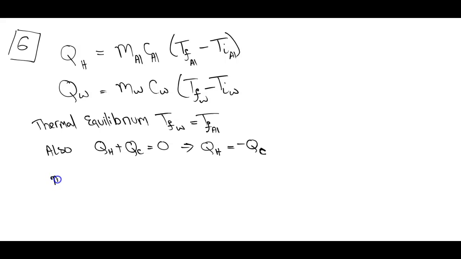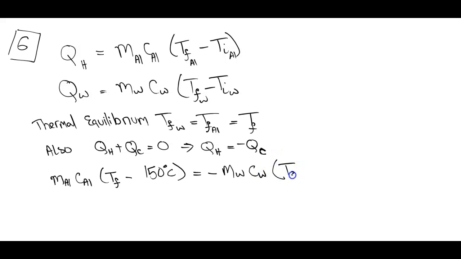The mass of aluminum, specific heat of aluminum, final temperature for aluminum, let's call it final temperature now because we know it's the same for aluminum and the water, minus the initial temperature for aluminum, which was 150 degrees Celsius, should equal minus the mass of water, specific heat of water, times the final temperature, that's the temperature for equilibrium, minus the 20 degrees Celsius, which was the initial temperature for water.